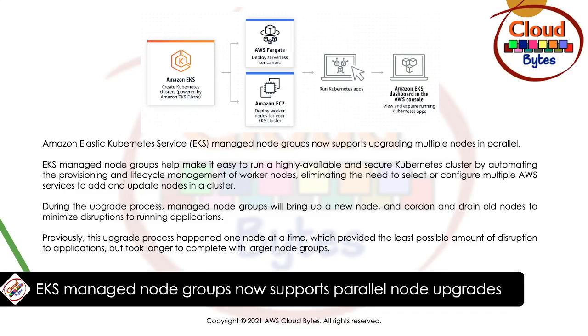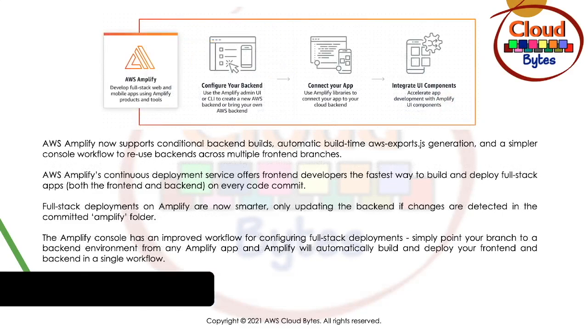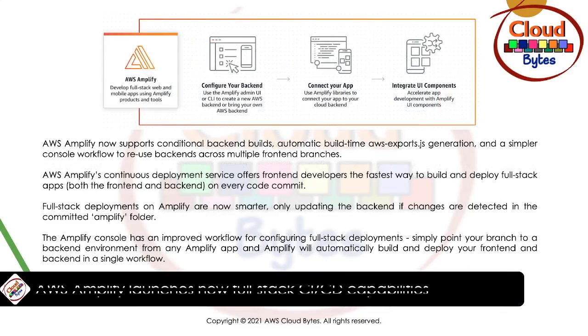Moving on to the next news headline. AWS Amplify launches new full stack CI/CD capabilities. AWS Amplify now supports conditional backend builds, automatic build time export, aws-exports.js generation, and a simpler console workflow to reuse backend across multiple front-end branches.